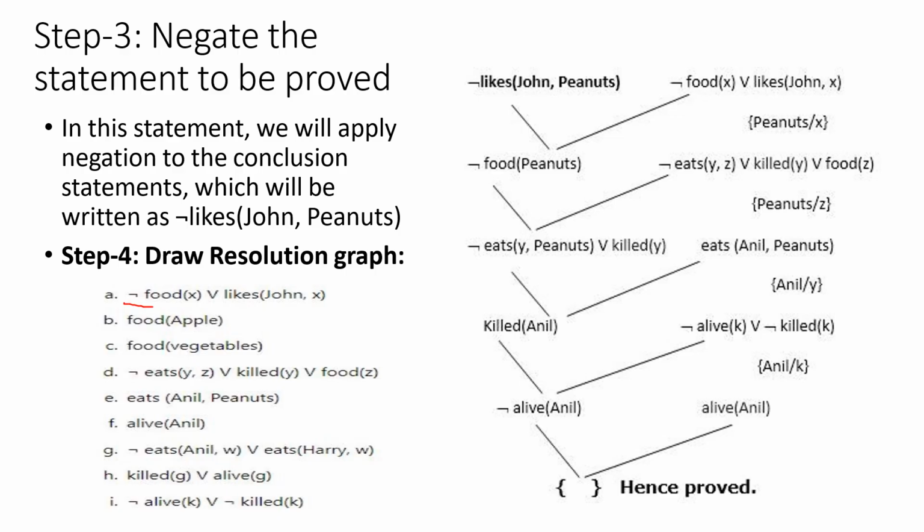we are taking the first one, that is not food(x) or likes(John, x), and here it is likes(John, peanut). So if you substitute x as peanut, then these two are complementary clauses. So we are substituting x as peanut. These two complementary clauses will cancel, and the remaining thing is not food(peanut). So we get not food(peanut). Then we are comparing with the other clauses. Here you can see this is not food(peanut), and we are searching for food.